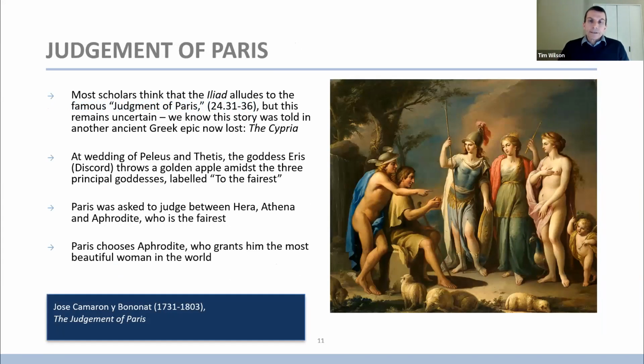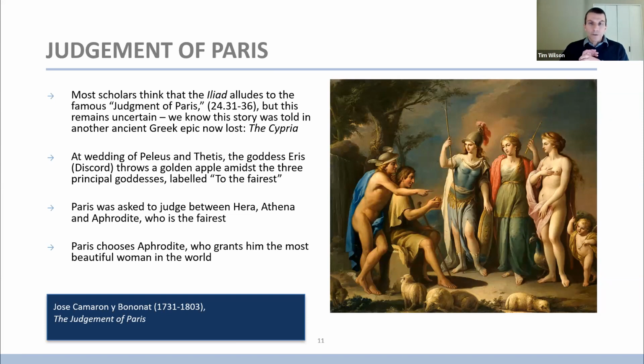The other story that looms large in the background of the Iliad is the Judgement of Paris. It was told in this epic that's another one of these epics that's now lost, called the Cypria. So it's referred to probably in book 24 there, though I've alluded to those lines there in the first bullet. And so in this legend, during the wedding of Peleus and Thetis, so the father and mother of Achilles, the goddess Eris, or Discord, throws a golden apple amidst the three principal goddesses, and the apple is labeled to the fairest. So the goddesses, Hera, Athena, and Aphrodite, bicker over who this golden apple is intended for, and they go to Zeus, and Zeus doesn't want to touch this with a 10-foot pole. He knows when he's being set up.